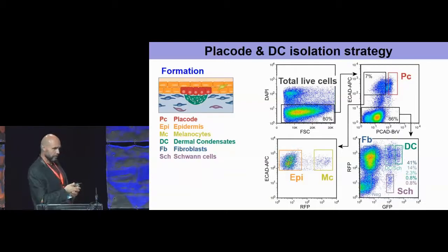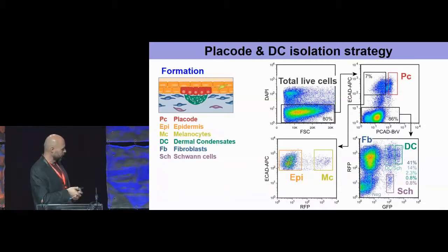Every dot represents a cell, and you can see here that we start with all the live cells. We can tease out the placoid progenitors separately from all other epithelial cells, and shift over the melanocytes separately from the epidermal cells. From the dermal gate we can sort out pure dermal condensates, fibroblasts, Schwann cells, and two mixtures. A big point that I would like to make here is that this negative gate contains all undiscovered cells. It contains smooth muscle cells and endothelial cells and any others, and immune cells.